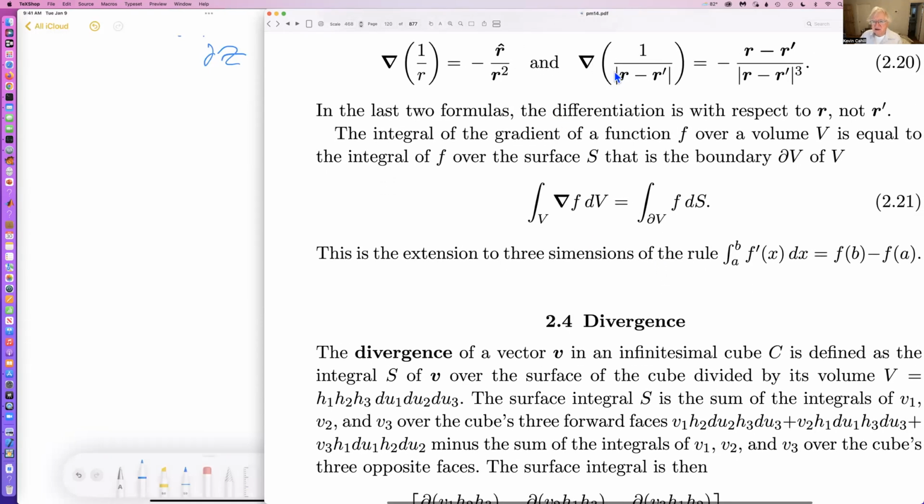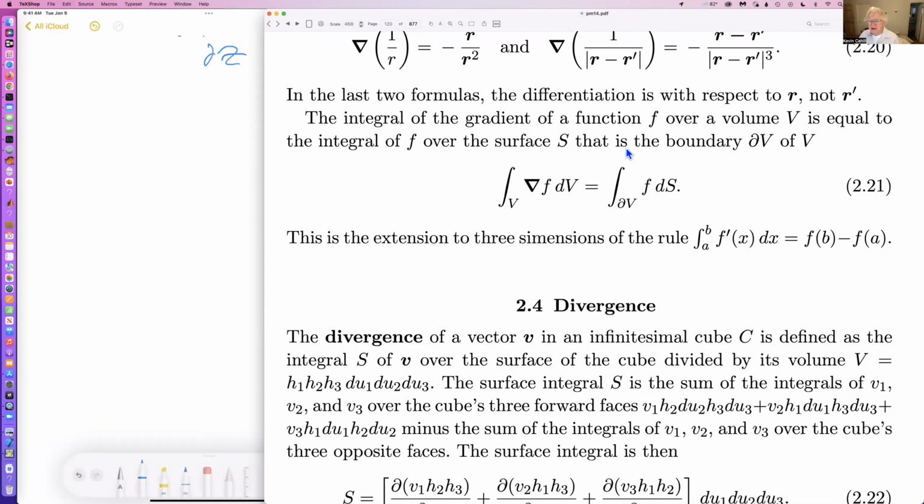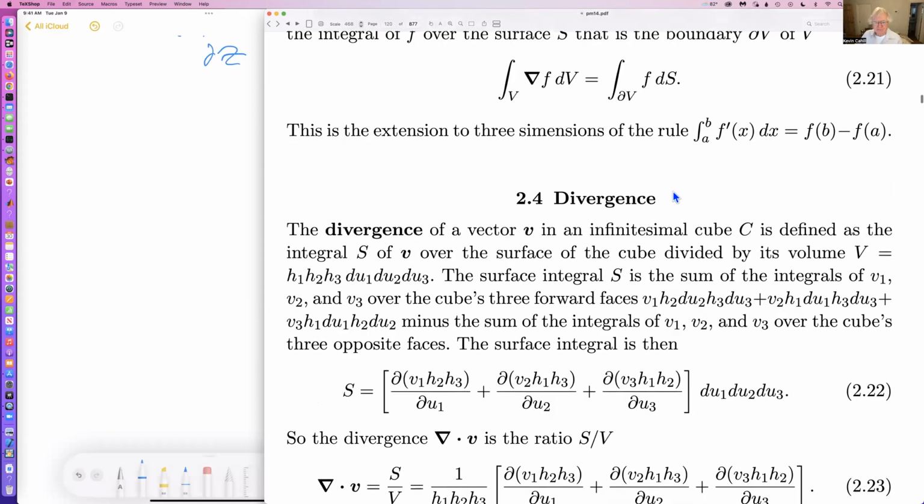And here, this gradient is with respect to r. The integral of the gradient of a function over a volume is equal to the integral of f over the surface. In other words, we see in one dimension that the integral from a to b of f prime of x is of course f of b minus f of a. The analog in 2, 3, and n dimensions is that the integral of the gradient over a volume is the integral of the function over the surface.